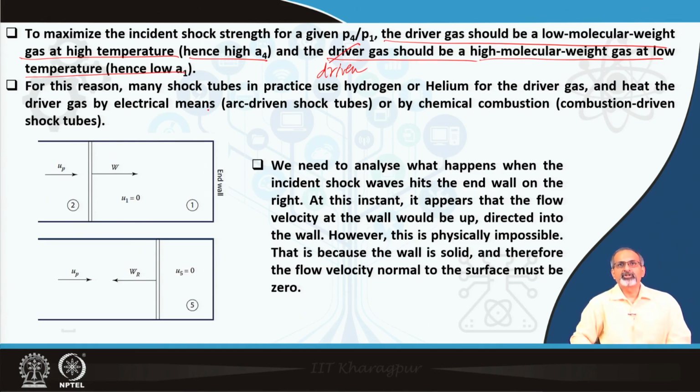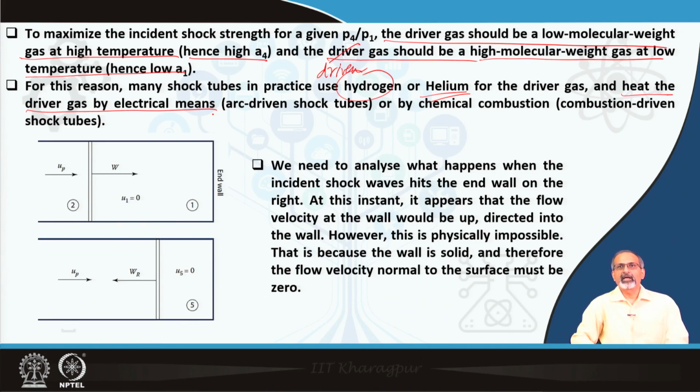For this reason, many shock tubes in practice use hydrogen or helium for the driver gas, because they are very low molecular weight gases. However, handling hydrogen is quite hazardous, and thereby using helium, which is inert, could be safer. And then if you heat the driver gas by electrical means, say an arc driven shock tube, or by chemical combustion, that means by using some fuel in that region and combusting it, raising the temperature of the driver gas, you can maximize the incident shock strength.